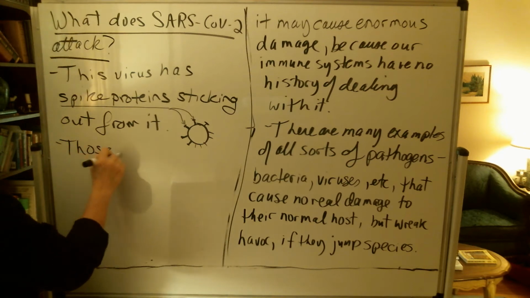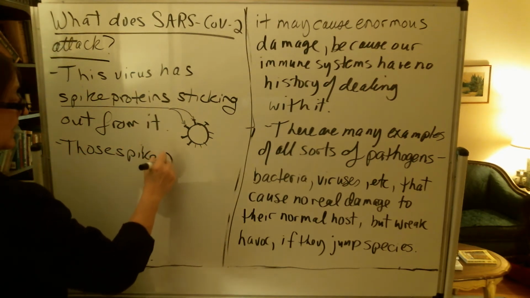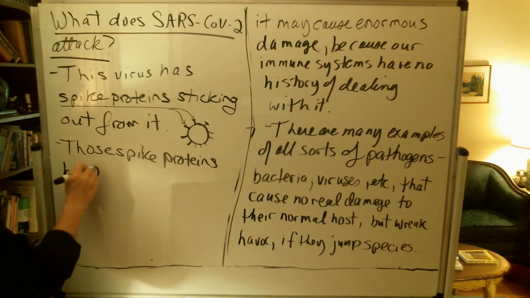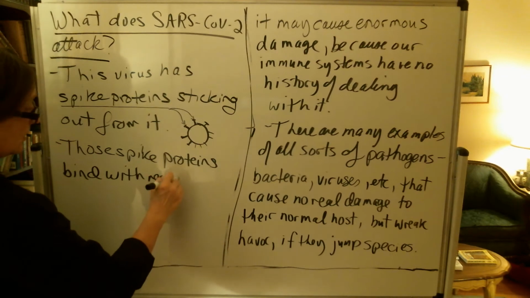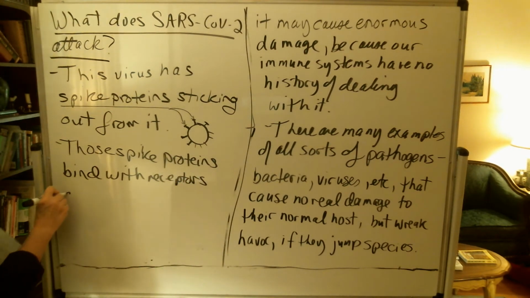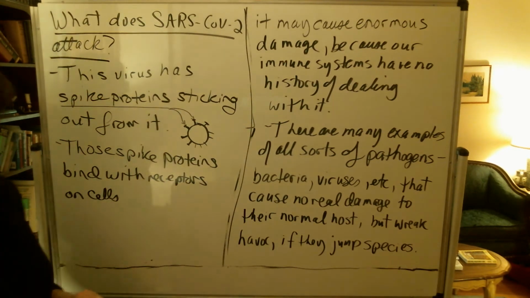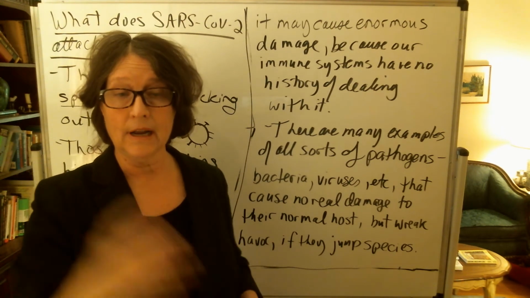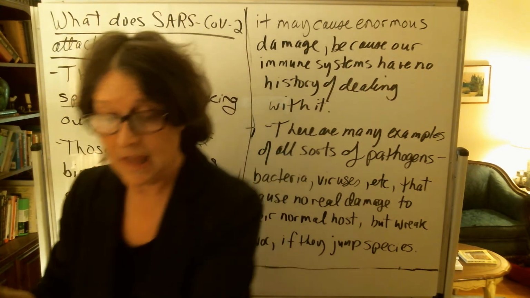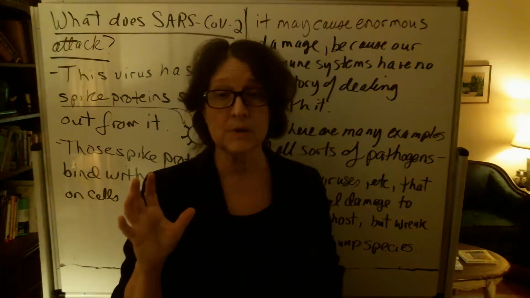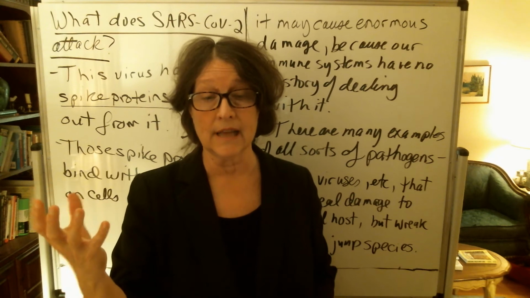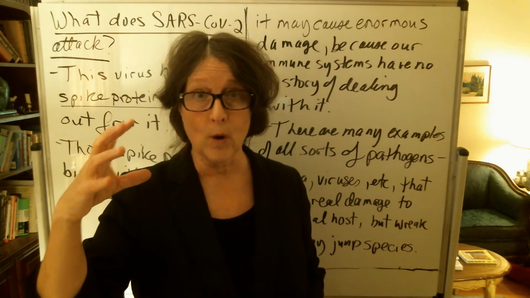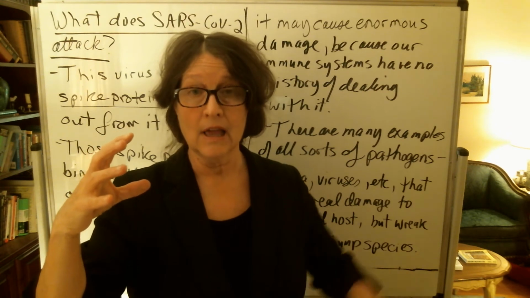And those spike proteins bind with receptors on cells. So I should explain here that the cells in your body, on that outer membrane, will have many different receptors on the outside. And those receptors are rather specific to particular things, a hormone or something like that. You can think of it like a lock and key, where you have this receptor sitting around waiting for the appropriate key to come along and fit into it.